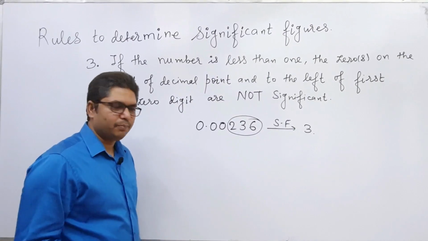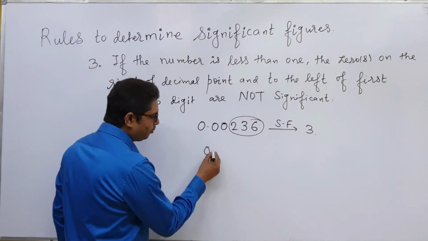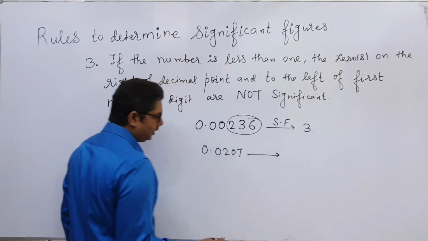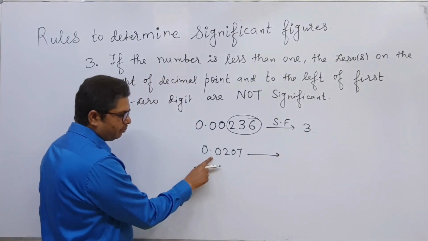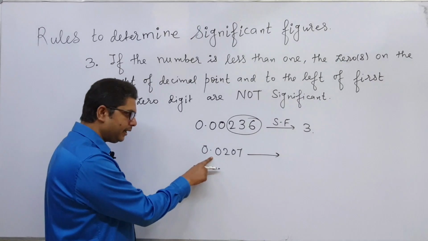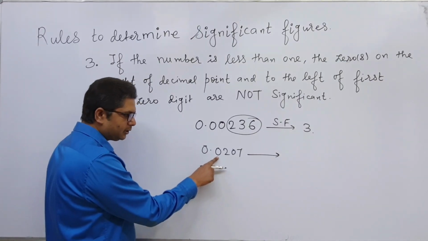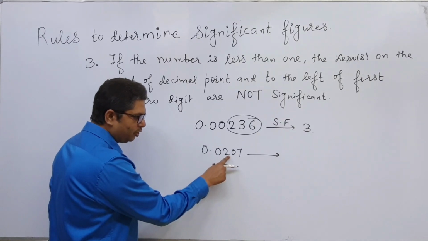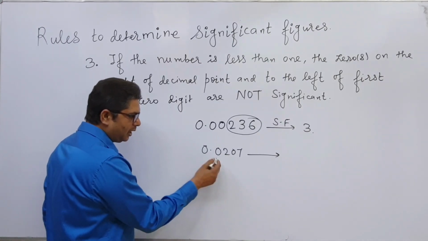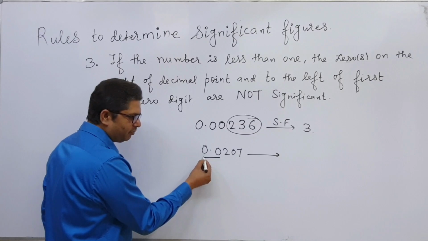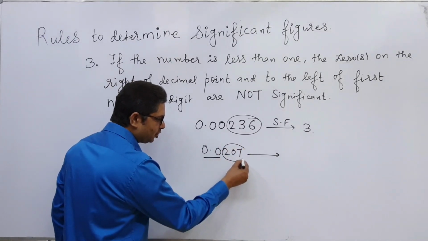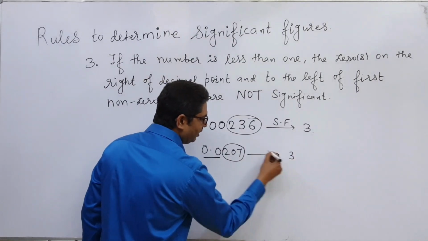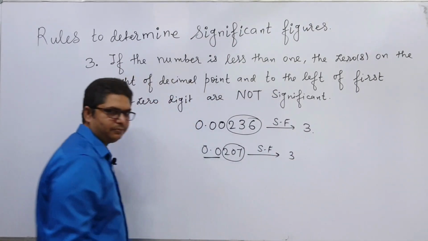Let us see another example. If I write here 0.0207, then what do you see? You see that this number is less than 1 and these zeros are to the right of a decimal point and to the left of a non-zero digit. So these two zeros are not significant. Only these three numbers are significant. So 1, 2, 3. Significant figure is again 3.